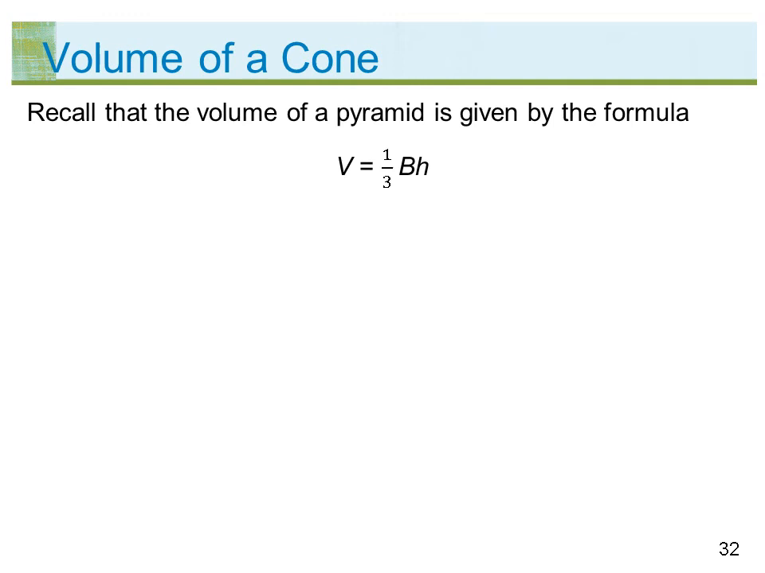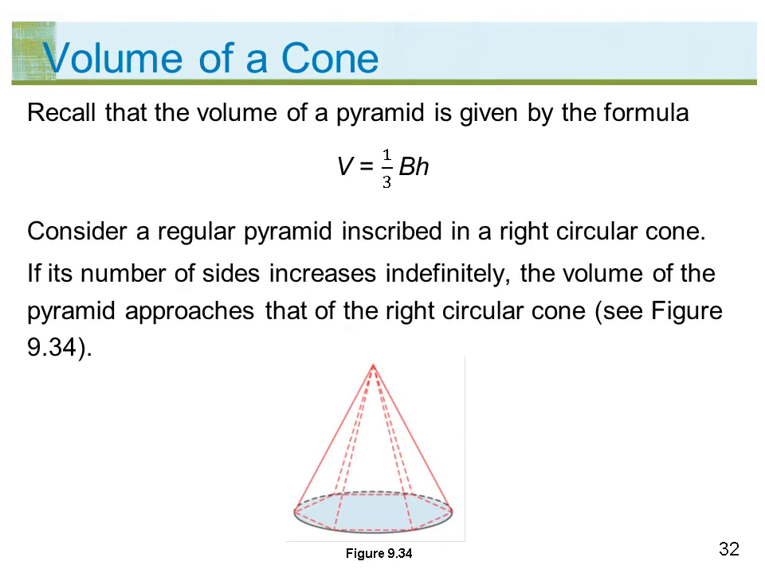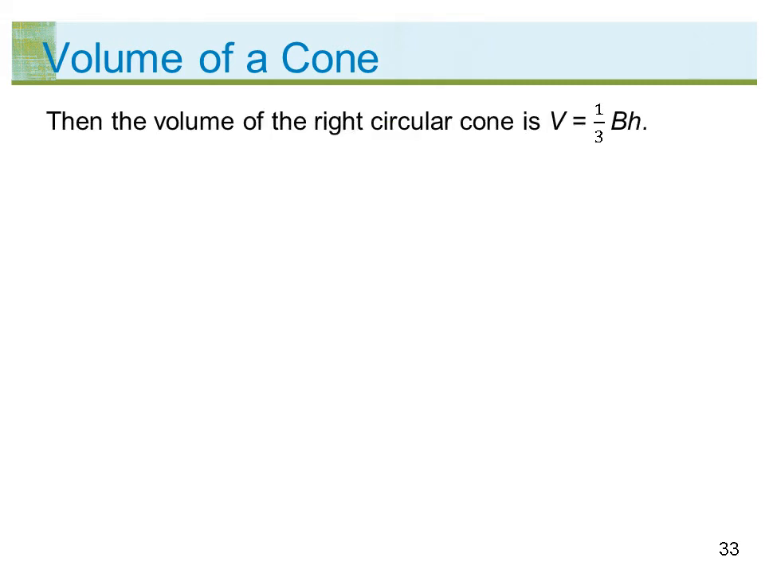Recall that the volume of a pyramid is given by the formula capital V equals 1/3 capital BH. Consider a regular pyramid inscribed in a right circular cone. If its number of sides increases indefinitely, the volume of the pyramid approaches that of the right circular cone. See figure 9.34. Then the volume of the right circular cone is capital V equals 1/3 capital BH.